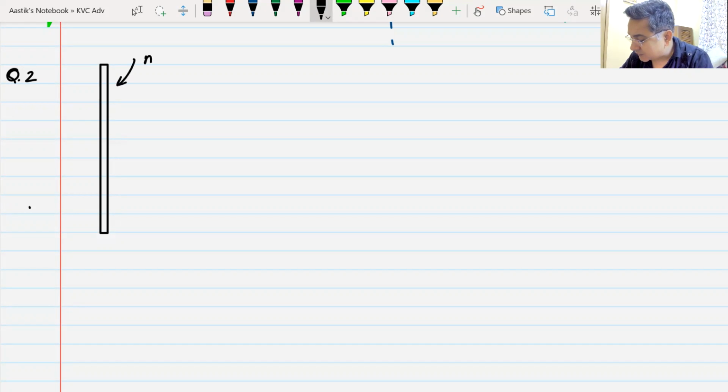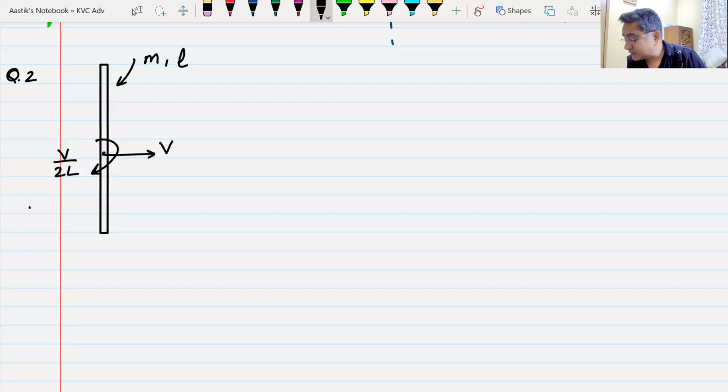This is a rod of mass m and length L, and it is rotating about its center of mass with an angular velocity v by 2L, and the center of mass is moving with a velocity v. I'm not going to ask you many questions because once you understand one concept, you should be able to find out the rest of the things. Can you find out what is the instantaneous center of rotation? Where is that? And can you tell me the kinetic energy of this rod? Whatever way you want to tell me, you can tell me. Your time begins now.